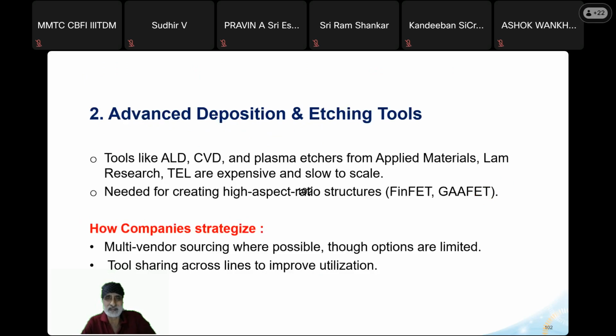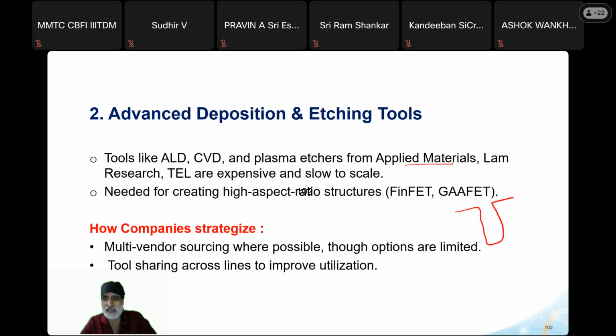And another is the deposition tools, which are used in depositing certain layers, certain chemicals, and the tools which are used to etch certain areas. So they include atomic layer deposition, where we can deposit atom by atom, and chemical vapor deposition. These tools are from Applied Materials. They are also expensive, and a lot of special tools are required when you have to create a high aspect ratio structure like this.